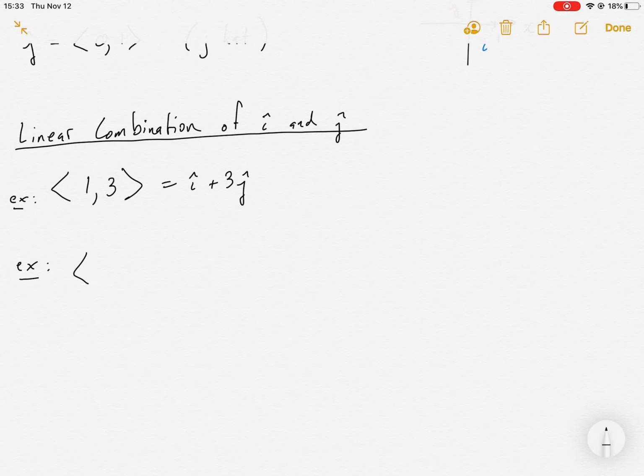Let's say I had 5, -3. This would be 5 i hat minus 3 j hat. So all this is saying is that I'm going 5 in the x direction and -3 in the y direction. Now, sometimes this is more useful, sometimes the other form is more useful. It really just depends on what class you're taking and where you are in your math career or physics career, depends on what you'll want to do with this. So these are the most common forms of unit vectors that we'll be using, i and j hat.